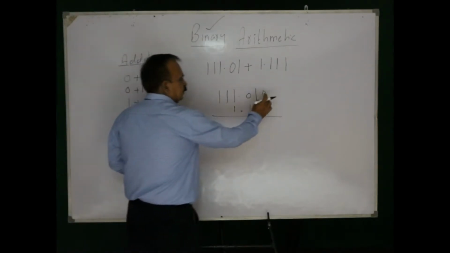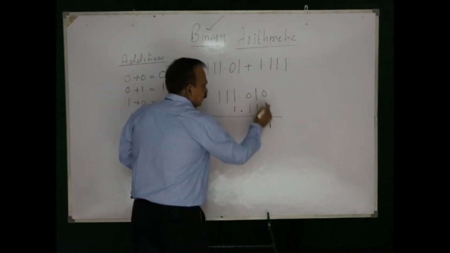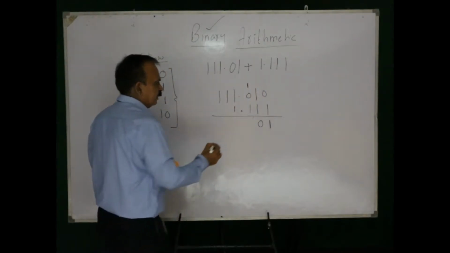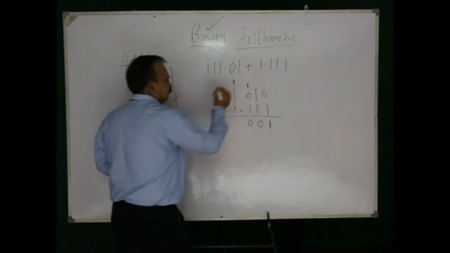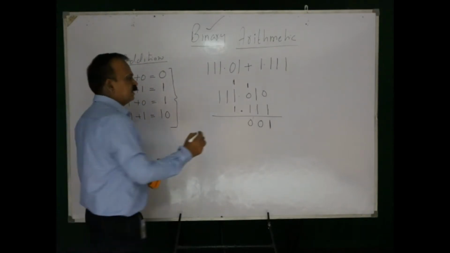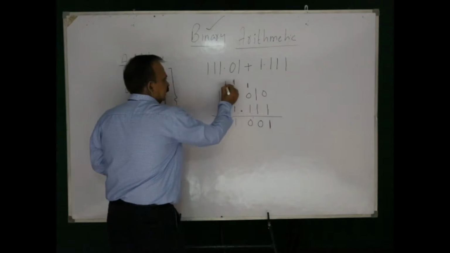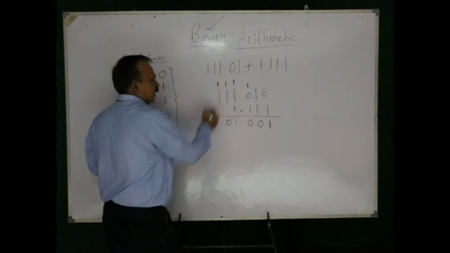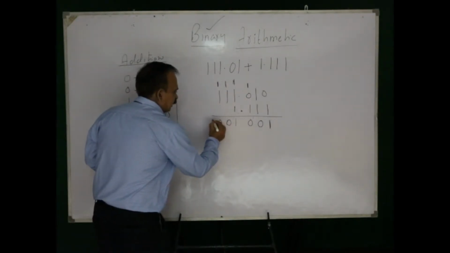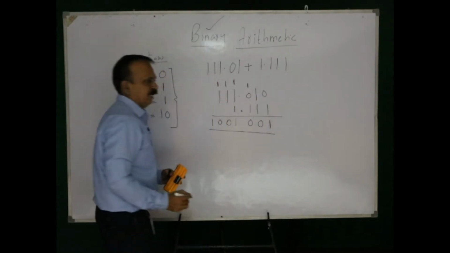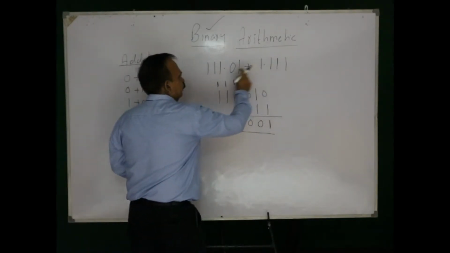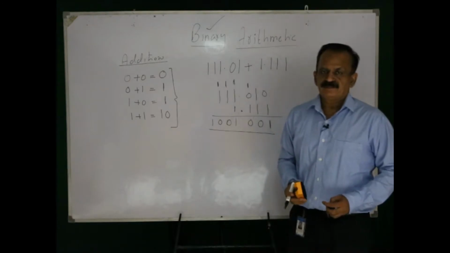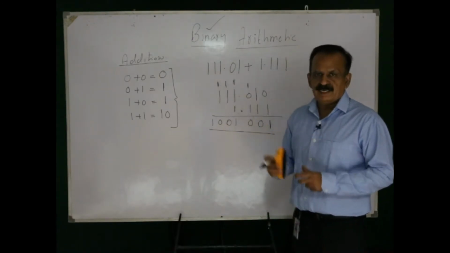Now 0 plus 1 is going to be 1. 1 plus 1 is 0 and the carry is 1. 1 plus 1 is again 0 and the carry is 1. 1 plus 1 plus 1 is 1 1, so 1 and the carry is 1. Now, 1 plus 1 is 0 and the carry is 1, and 1 plus 1 is 0 and 1. This is the binary equivalent, which is equal to the sum of these two given binary numbers. This is how the numbers are added.